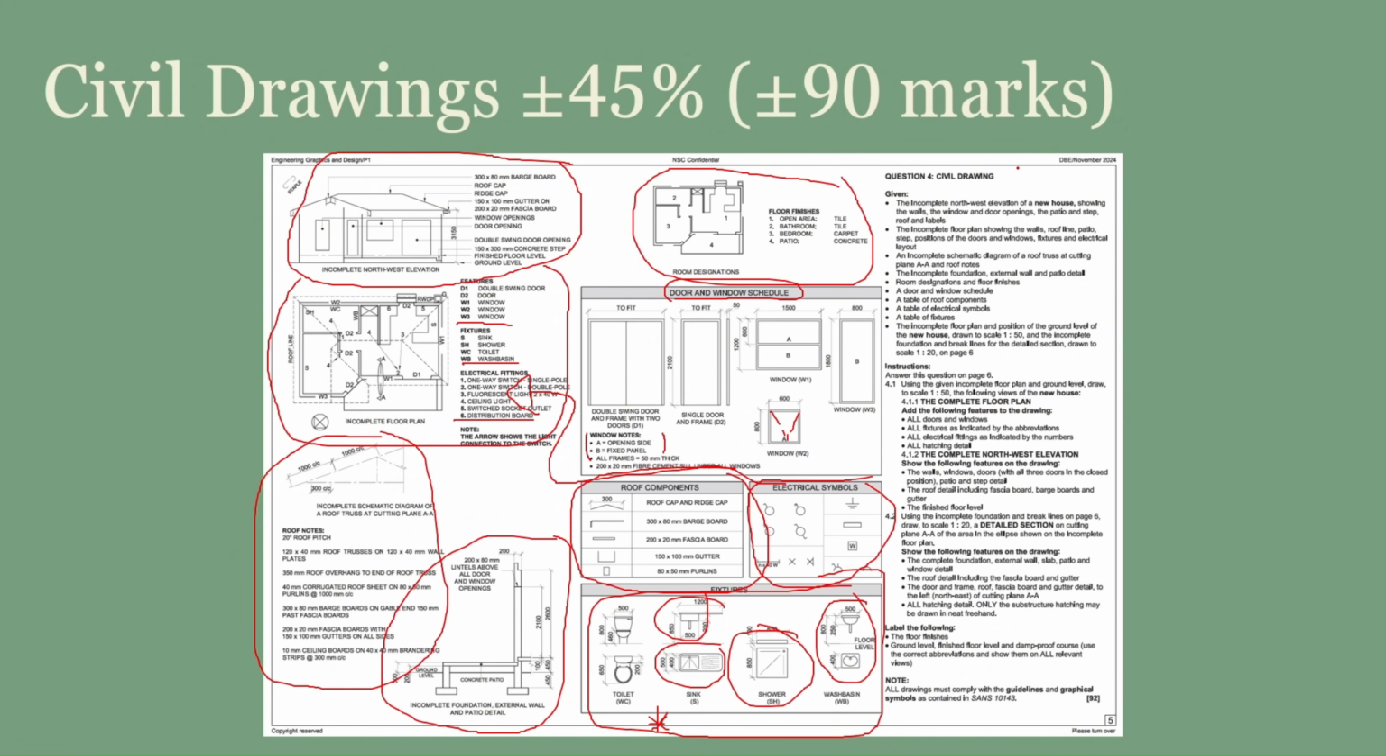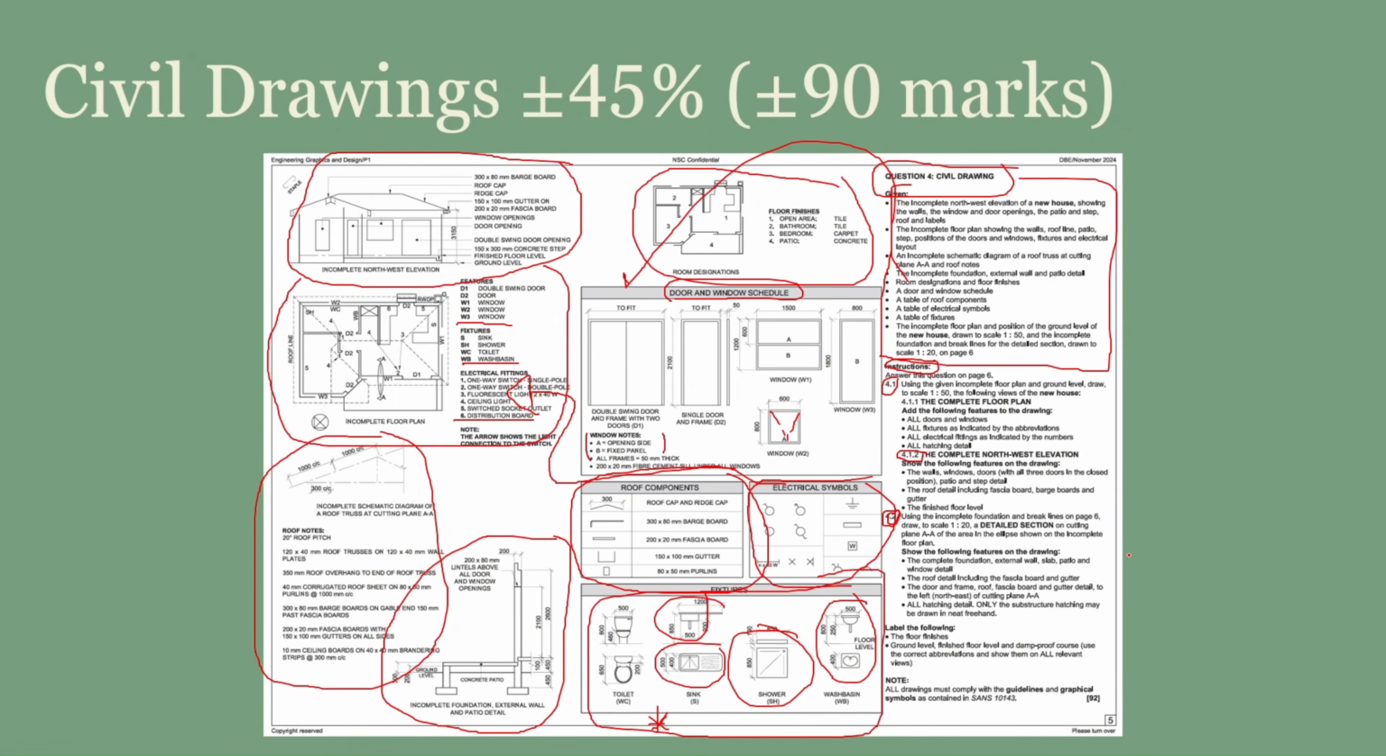On the right, the question is written out. The given information is basically everything that they gave us here on the page. The instructions are what you need to follow to answer the specific question. 4.1 will be the floor plan, 4.1.2 will be the elevation, and then 4.2 will be your sectional view. Take note that the sectional view will be drawn on a different scale than the floor plan and the elevation.